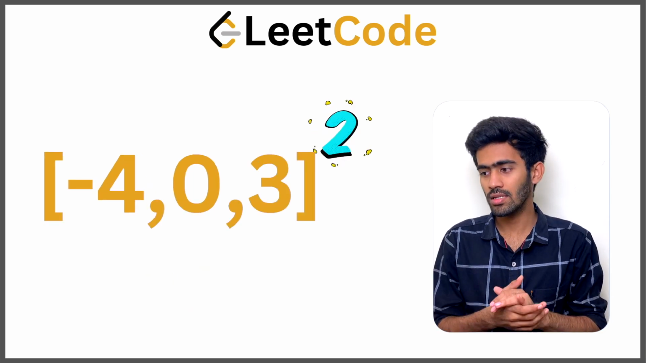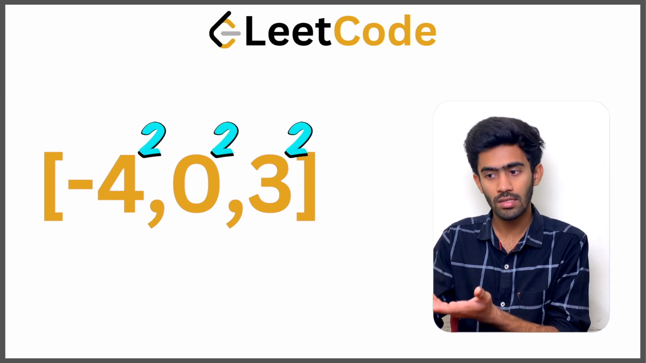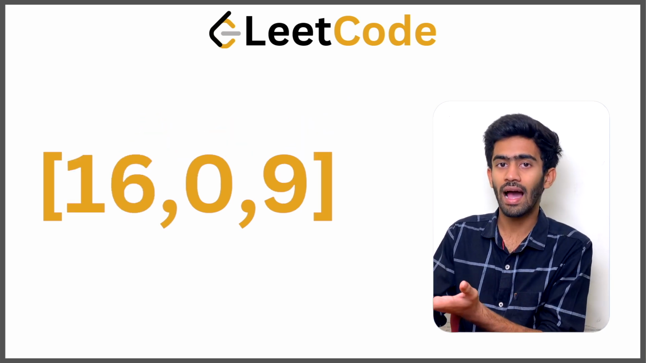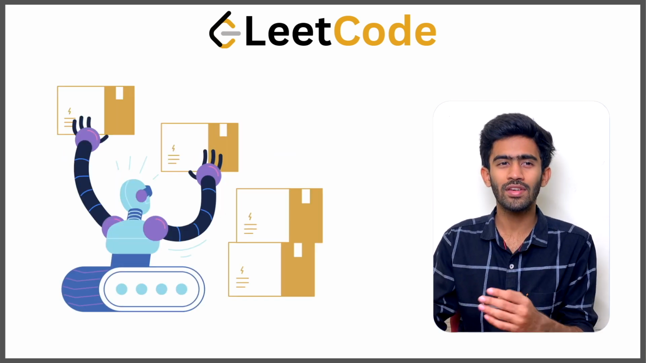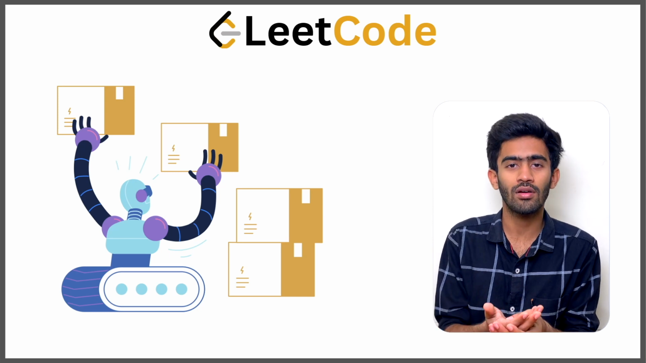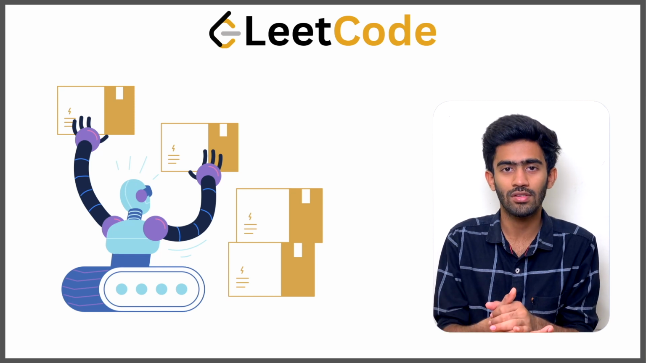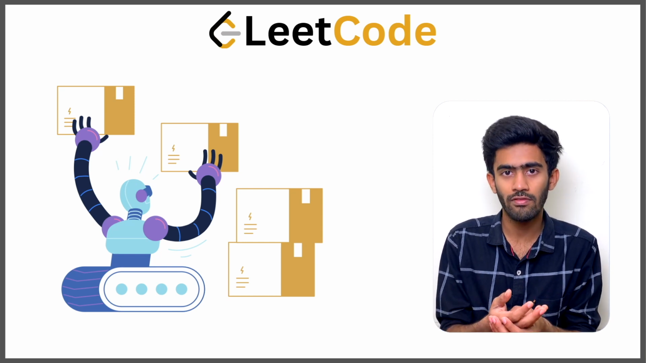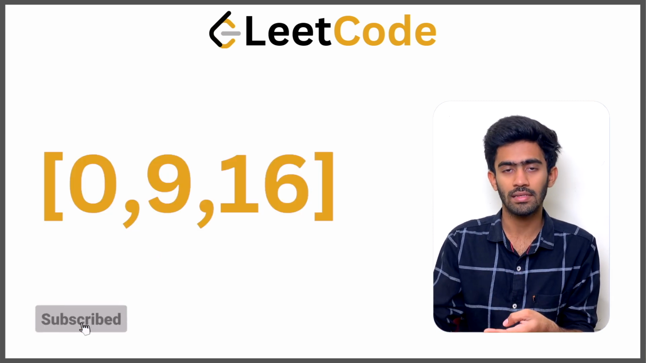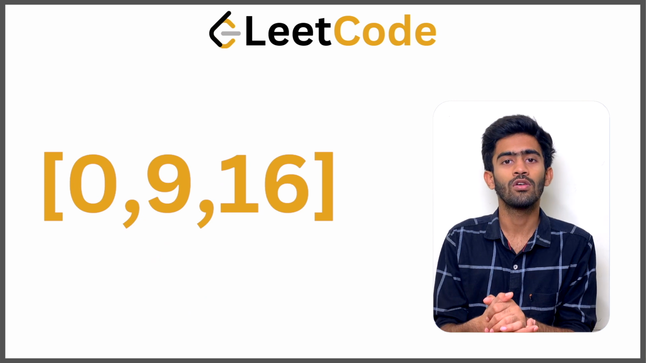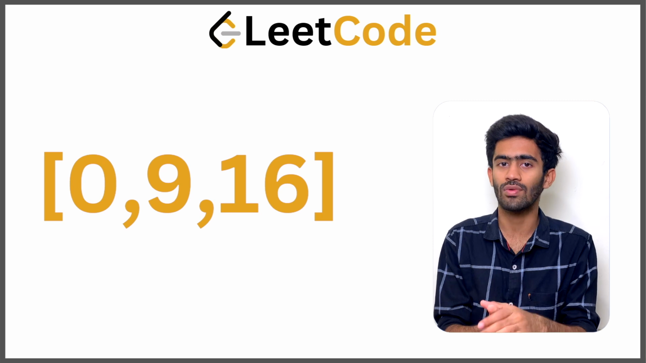So let us get to this array. After squaring this array, we would obviously get 16, 0 and 9, and as it is unsorted, we would have to sort this. For sorting this, we can use the default sorting algorithm that is given in languages like Java or Python, whichever language you prefer. We can use Arrays.sort in order to sort the given array. And finally, we would get the output of 0, 9, 16, which is our desired output. So this is the logic that we are going with in order to solve this very simple and easy question.